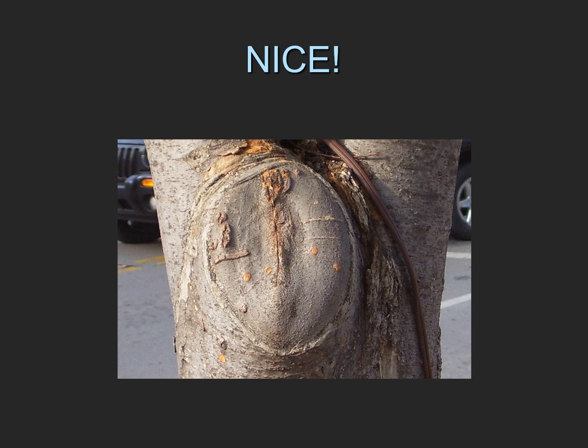Here is a nice cut. This is one of the trees downtown. This cut was made at the proper location, right at the branch collar, and you can see how that branch collar grew right over that cut, sealed it shut, kept the decay out of the trunk of the tree. That's a perfect cut and a perfect healed wound. That's what it should look like after it's healed properly.